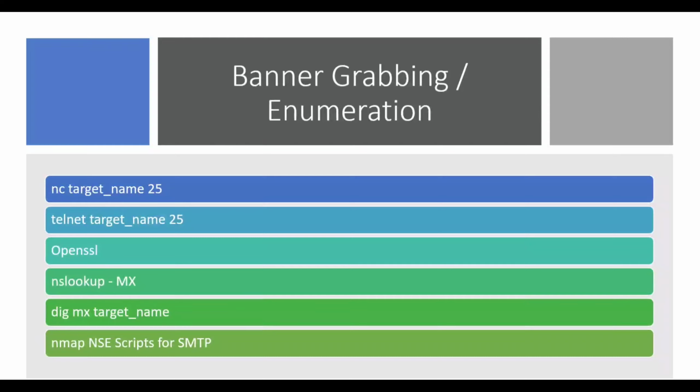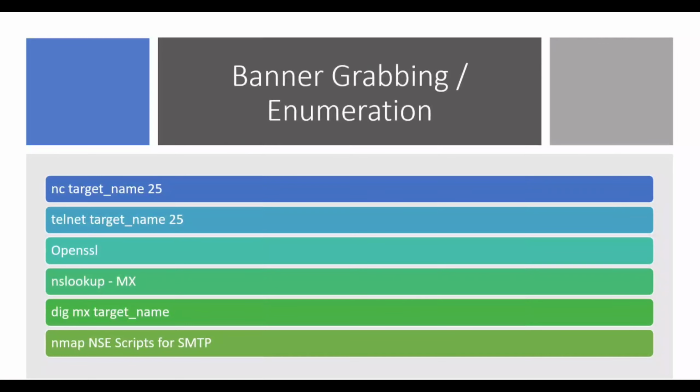And we have OpenSSL. OpenSSL also plays a role here to identify information related to SMTP, like if any certificate related details exist on the SMTP port, like TLS 1.0, TLS 1.2, 1.3. So you can also identify that information. I will also show you how we can use the command to identify this kind of information.